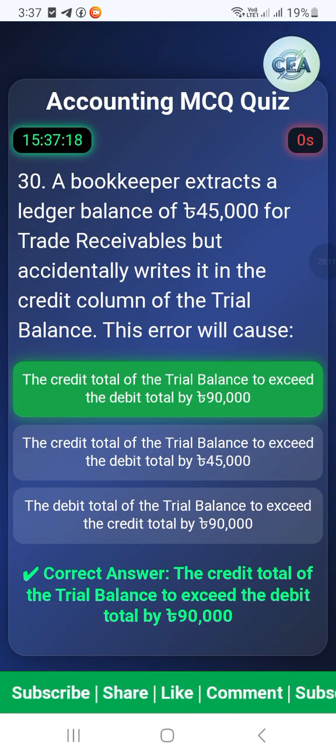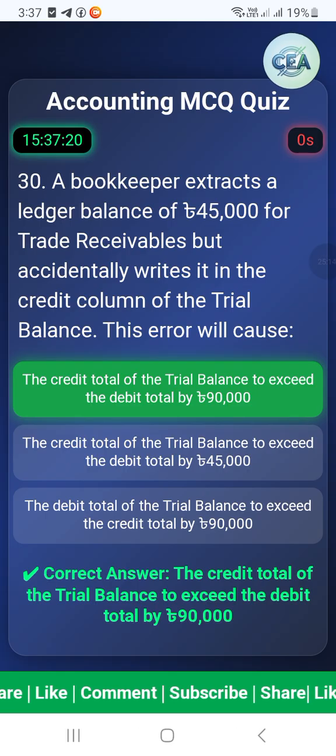Correct answer is the credit total of the trial balance to exceed the debit total by 90,000 takas.